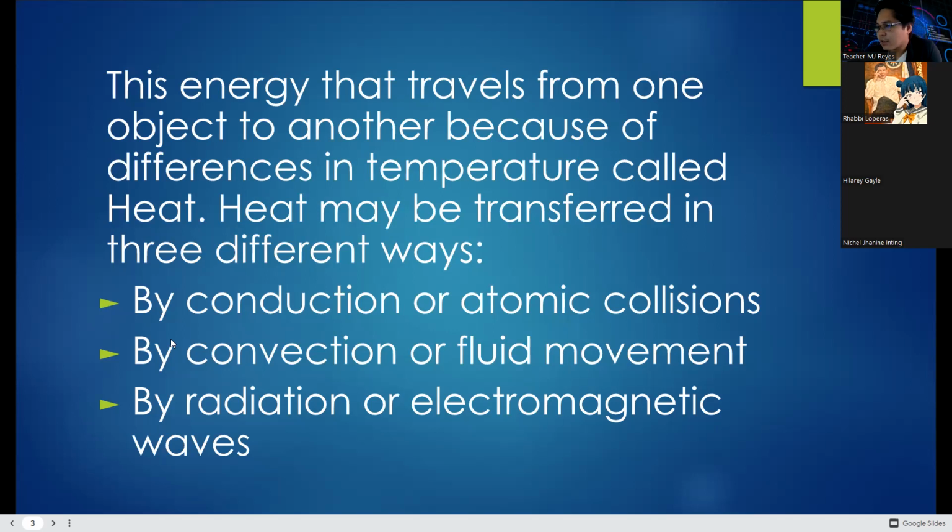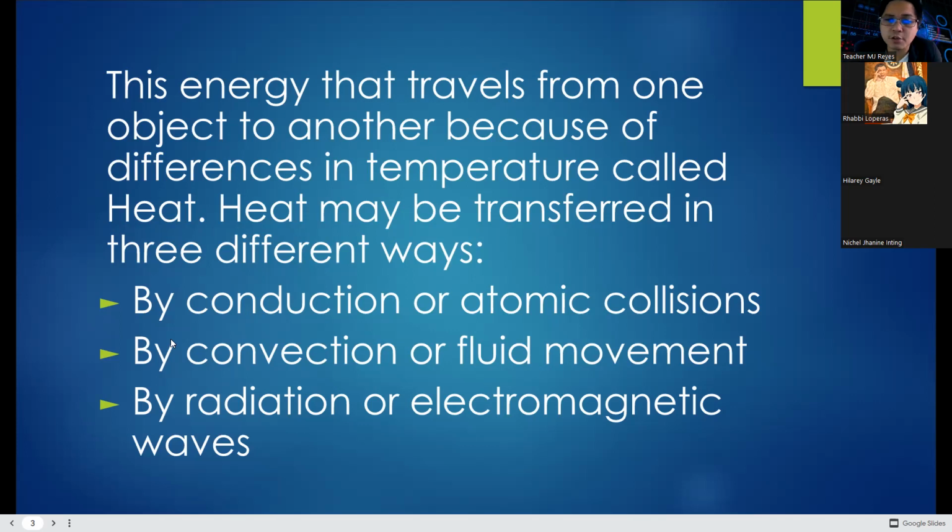When I touch a hot surface, heat is being transferred to my hand. What else? When you heat stones, you transfer heat into the stone. So that's conduction. How about convection? By convection, or fluid movement, that's the second thing. Like when you heat water, this is by convection, because you're actually transferring heat to a fluid or liquid.